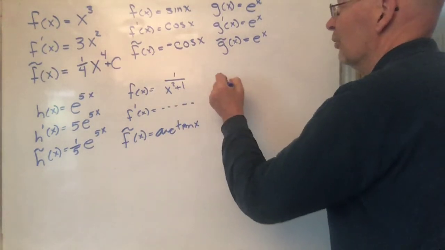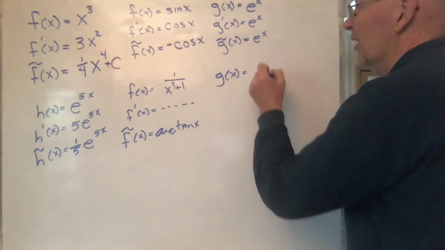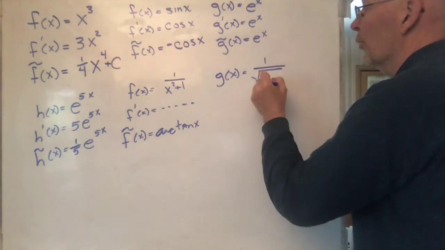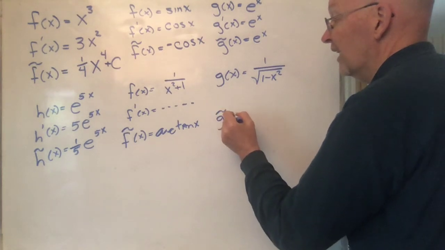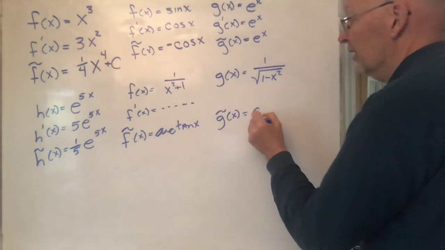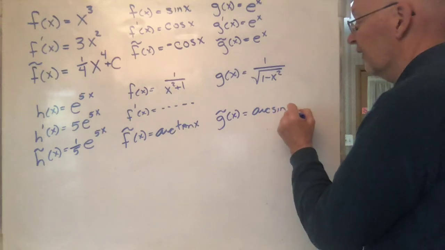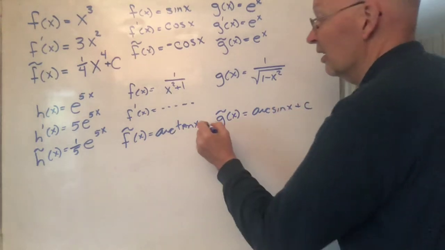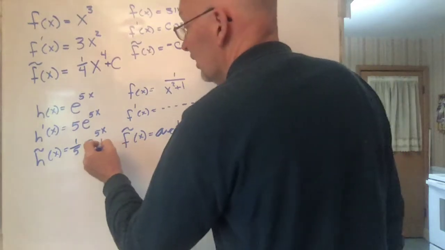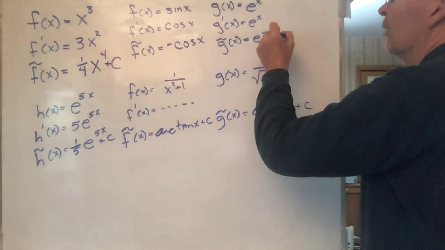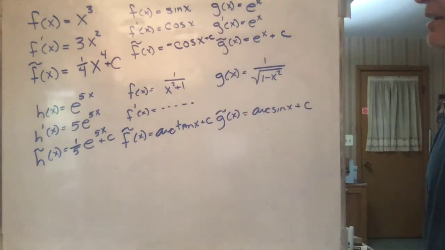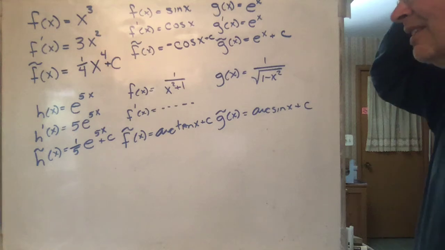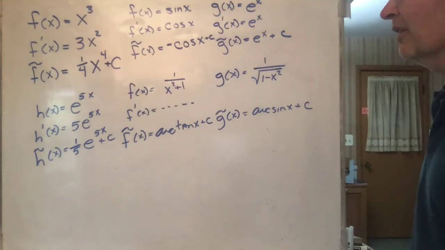Okay? Do you know what's the next one coming up? If I have 1 over square root of 1 minus x squared, what is the antiderivative of that? Do you remember? It's the arc sine of x. And again, I should have plus c's on all these things, okay? Plus c's all the way through. Okay? So there they are. So I think, let's see, that's kind of it. Those are some of the antiderivatives.